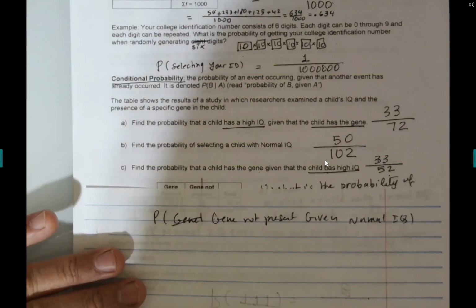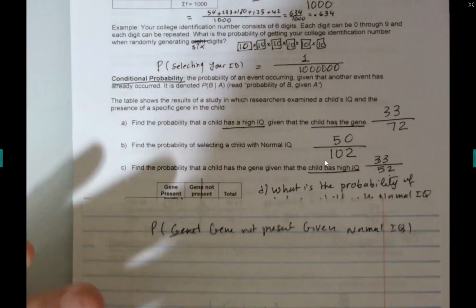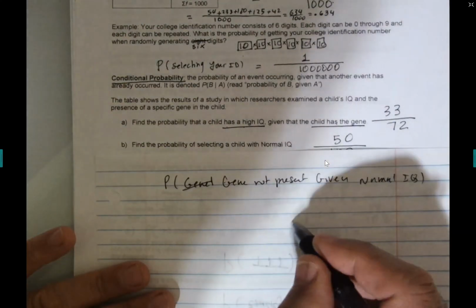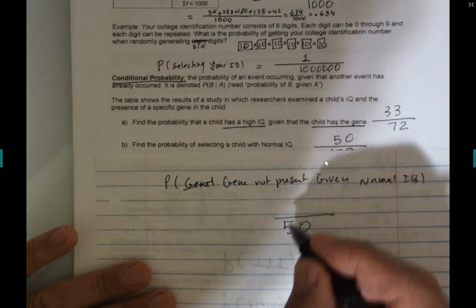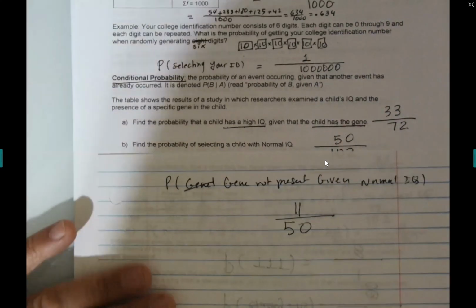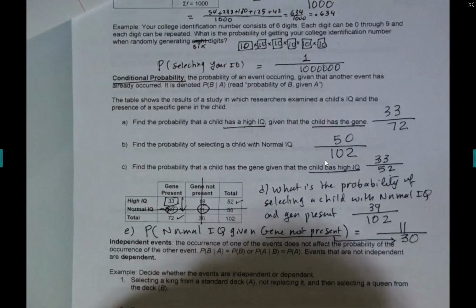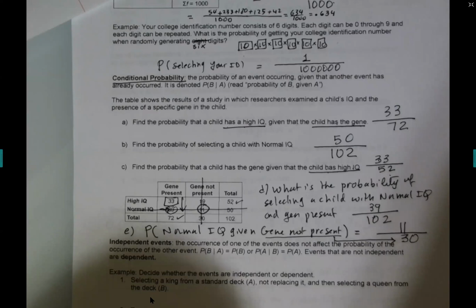I told you what comes after given has to be in the denominator. Always, always, always. So normal IQ, what's the total of normal IQ? You are correct, it's 50. Now the intersection of gene not present and normal IQ, we found out earlier it was 11. The answer is 11 over 50. So when you guys have a conditional probability, your denominator will never be the grand total anymore. It will not be the 102. Any questions?